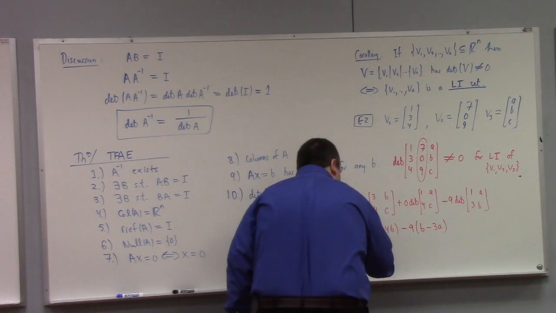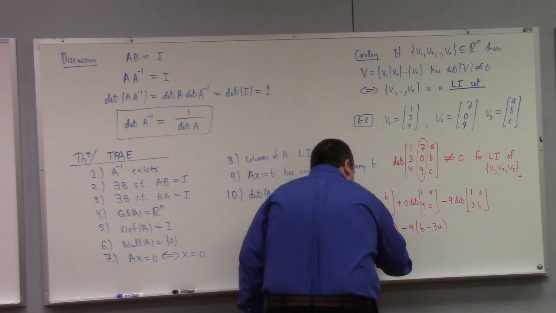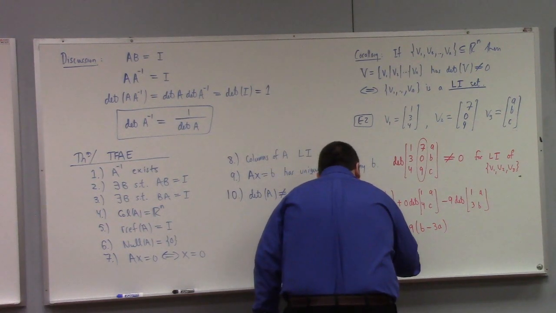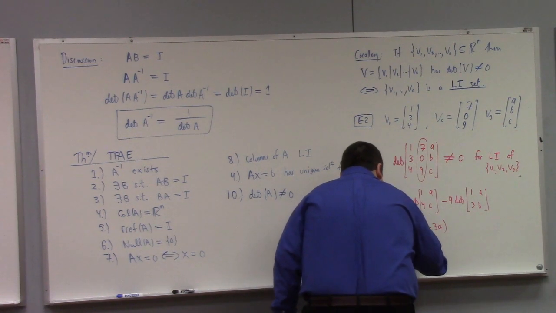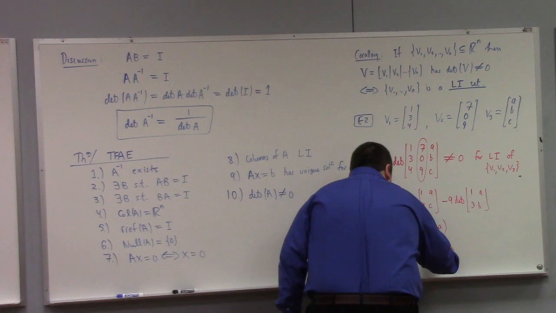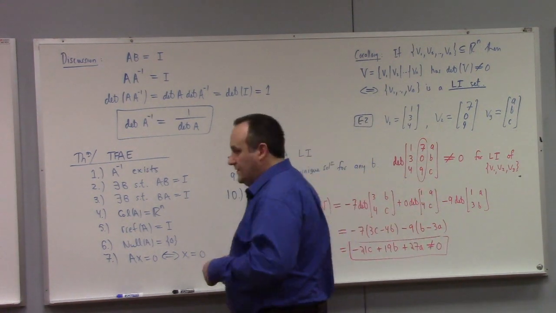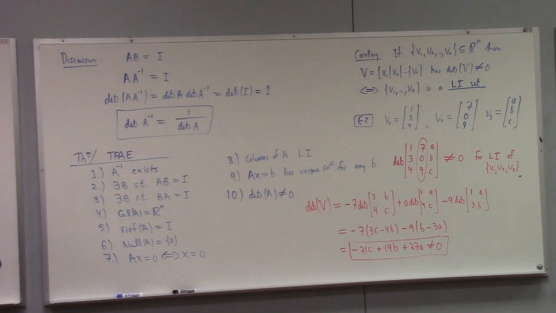And so there you go. You got yourself a minus 21c, that's a plus 28 minus 9, which is a plus 19b, and then plus 27a. So there you go, 27a. That not equal to 0. There's the necessary condition that these vectors be linearly independent.